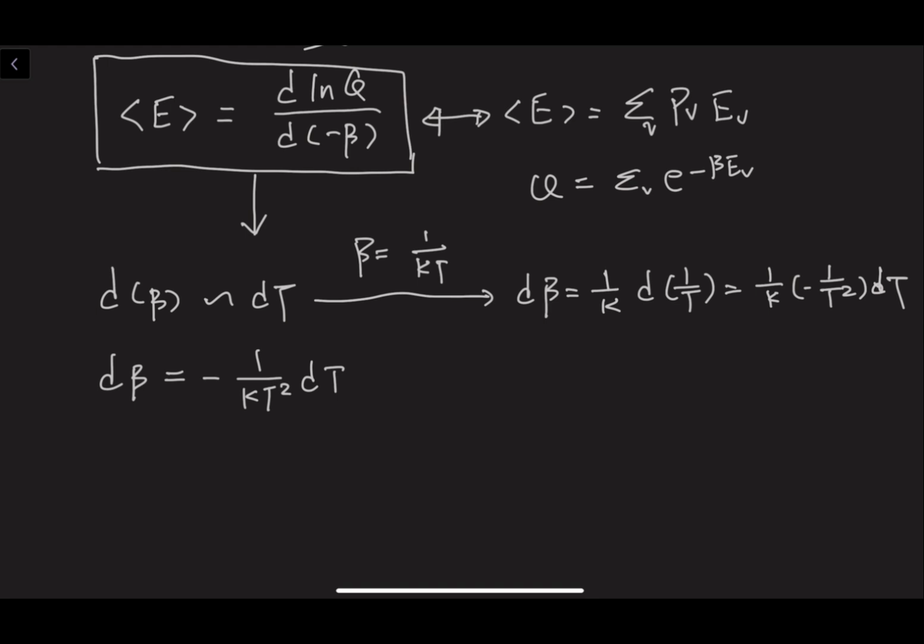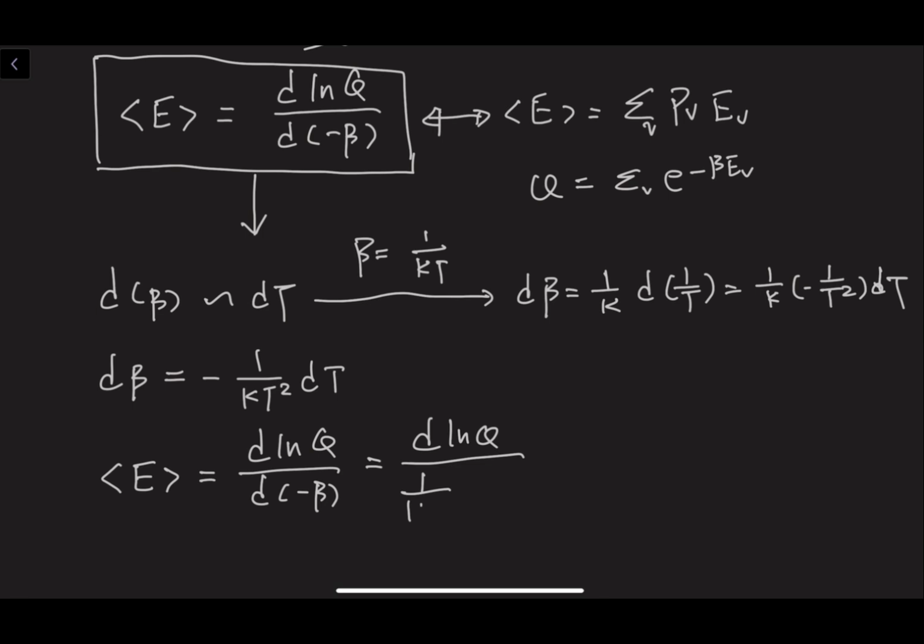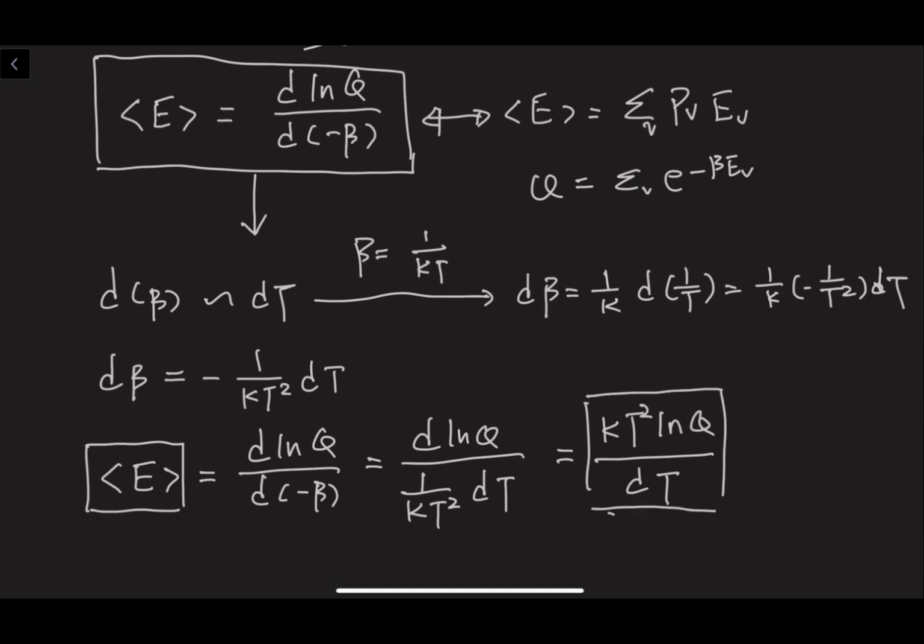Now the interesting thing is the following. We have the energy E, and d log Q d minus beta simply equals d log Q times 1 over kT squared dT. So I'm going to write this as kT squared times d log Q dT. This means that the energy of the system equals some function, and we take the derivative of this function with respect to the temperature. That's a very interesting relation.